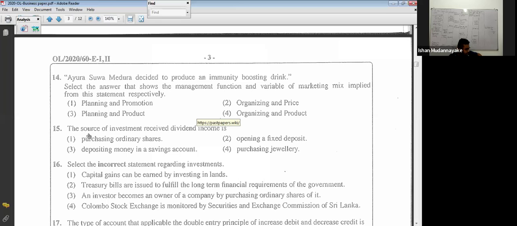Right. Now question 15, what's the answer? The source of investment received dividend income is. What's the answer for the question 15? Purchasing shares. Yes, that is the answer. Anjali correct, Shiraya correct, Ramesha correct.